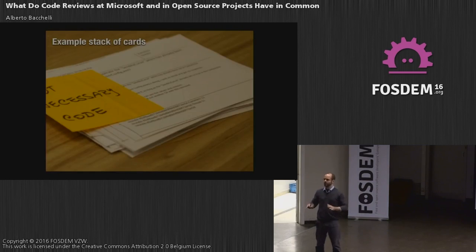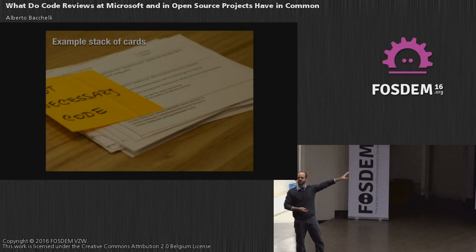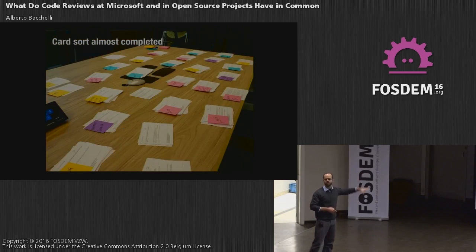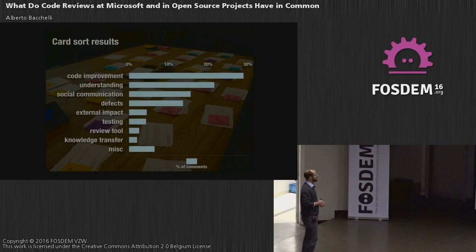And we did a thing called card sorting. This is again another thing you do in qualitative research. We printed all these 600 threads, we spread them on a super large table, and then we started clustering them when they were talking about the same topics. And this is, for example, a stack of cards with comments about unnecessary code. Okay? This was halfway through the card sorting process. And these are the results.